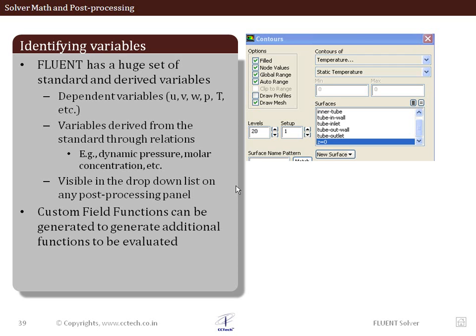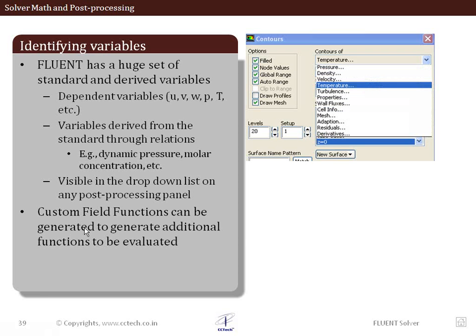Once our locations are generated, we try to identify the variables. Now Fluent has some standard variables. Standard variables are the UVW, pressure, temperature, and such variables which are solved for using the transport equation. There are some other variables which are derived from the standard variables, like the dynamic pressure, molar concentration. These are all dependent upon these quantities which are calculated anyway through the equations. But you can also generate your own custom field functions.